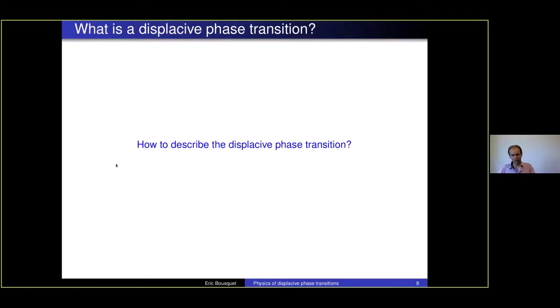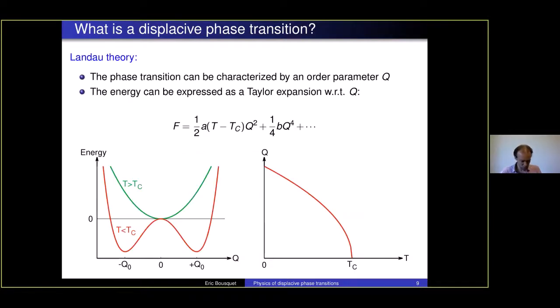Finally, okay, this is the idea. So now, at the microscopic level, how can we describe this kind of phase transition? And how can we describe it also through a phenomenological model? Among the phenomenological models, the easiest one is the Landau theory. In the Landau theory, you want to describe the phase transition through what we call an order parameter. Here we are going to call it Q. This order parameter is what characterizes the phase transition of your system.